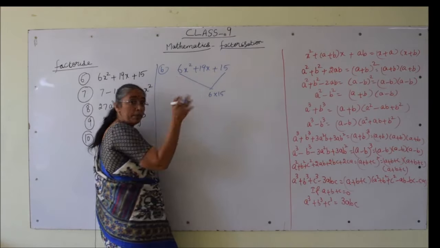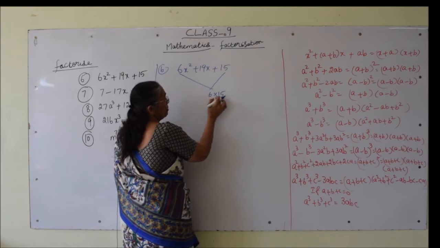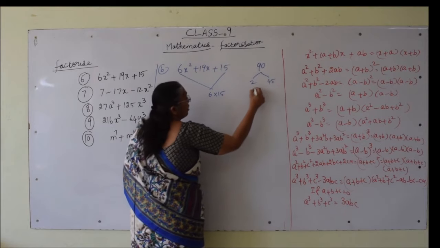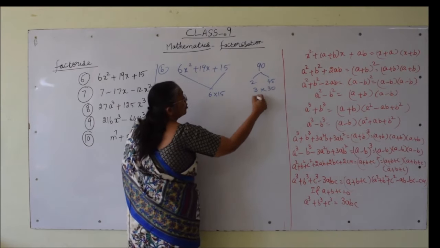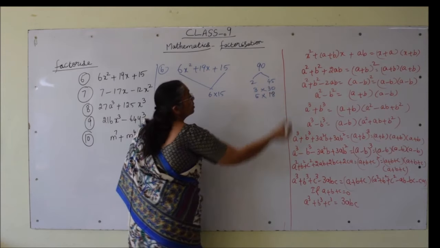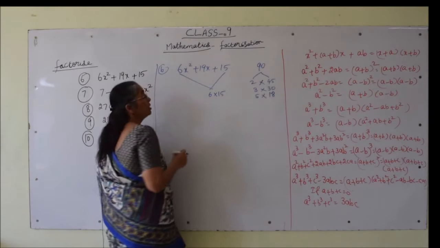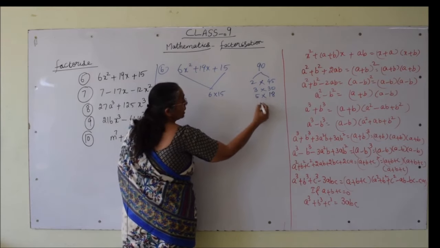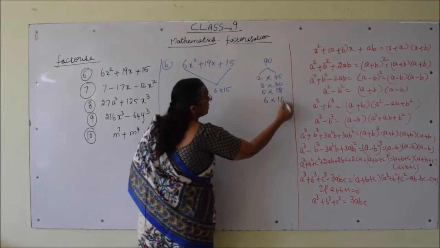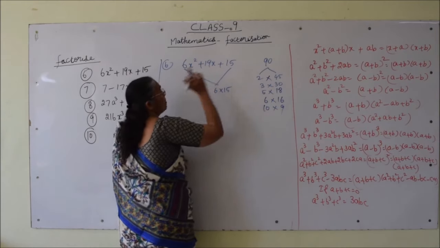If you want to go by the previous methods, how would you find the factors? 5 6s are 30, carrying 1, 6 1s are 6 plus 3, 90. For 90, you will start writing 2 into 45, 3 into 30, right? 5 into 18, and so on. Like this you start writing and check which factors will give the required sum. Instead of that, I can write 6 into 15 as 10 into 9. So you can say 10 into 9, 10 plus 9 is 19, a factor pair.